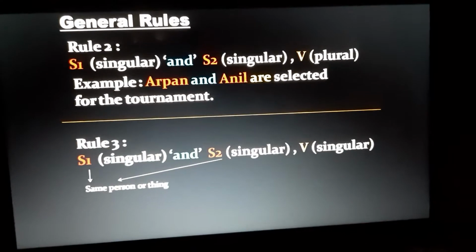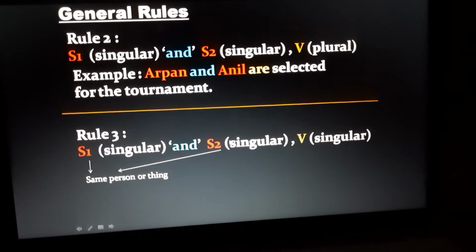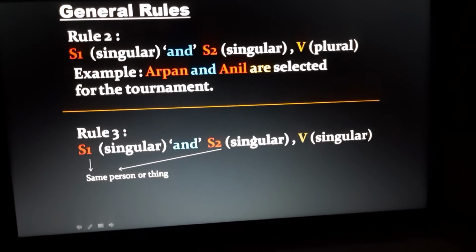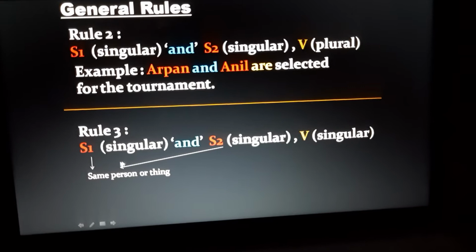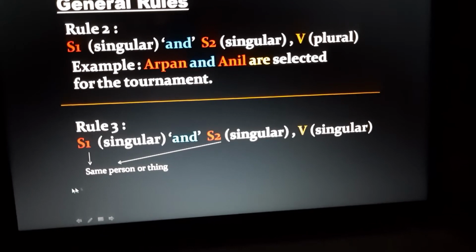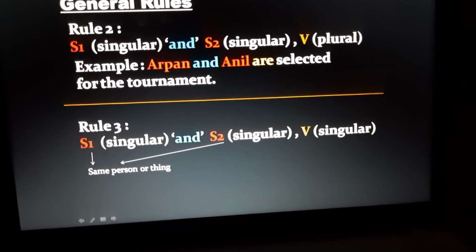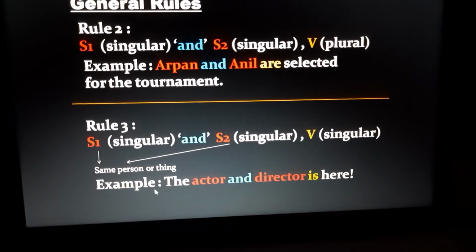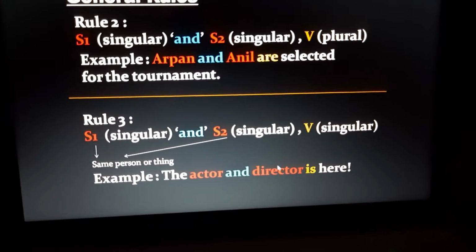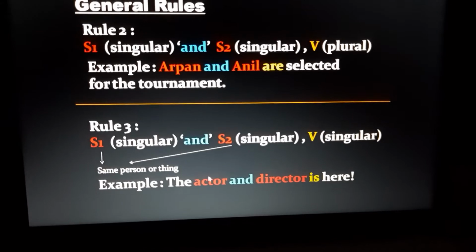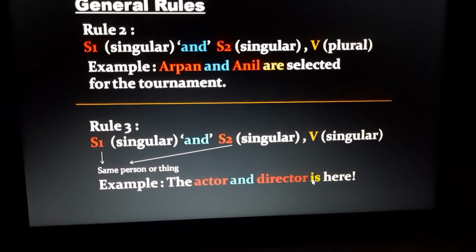Let us look at rule number 3. Here again, if we have two subjects, both singular, like rule 2, and both connected by the connective and, but both the subjects are talking about the same person or the same thing, the verb should be singular. Look at this example: the actor and director is here. Here there's only one person who is an actor as well as a director. So both the subjects are used for the same person. That's why the verb here is singular.